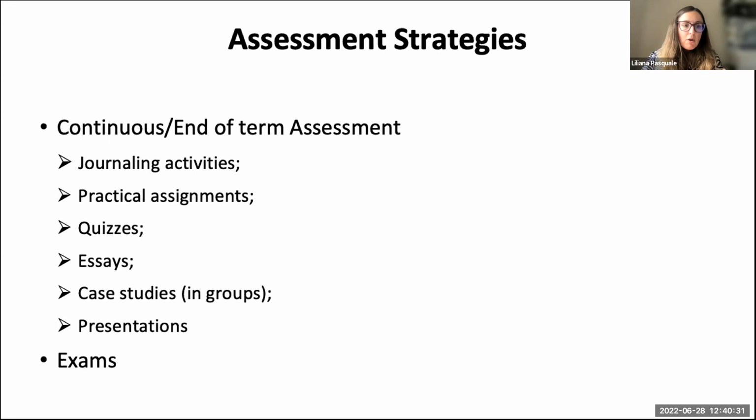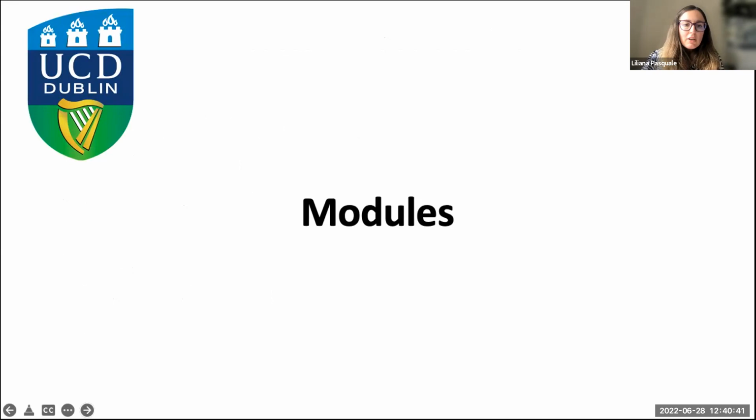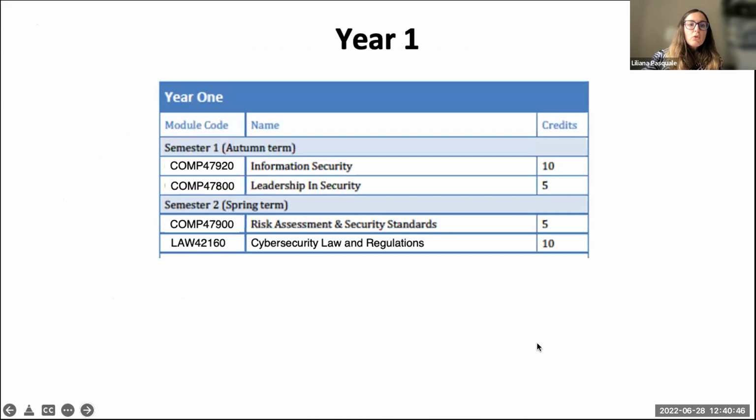So let's go now into the details of the program. What are the modules of this program? In year one, as you can see here in this diagram, we will focus on more high-level modules that are targeting students who want to take a managerial career in cybersecurity. So these modules are information security, leadership in security, risk assessment and security standards, and cybersecurity law and regulations.